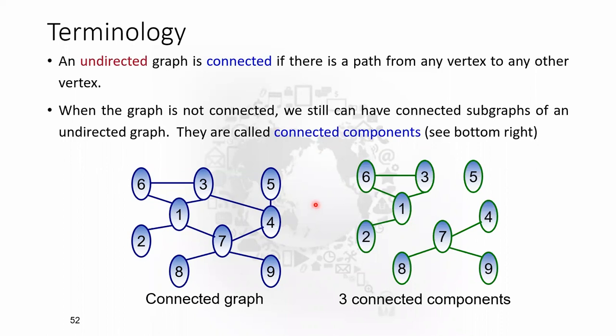Examples here: we can see that this is a fully connected graph, where each node is actually connected to at least part of the nodes. And here, there are 3 connected components, where this one is one part, this one is another part, and this one is another part, which is individual and alone here. This is called 3 connected components.